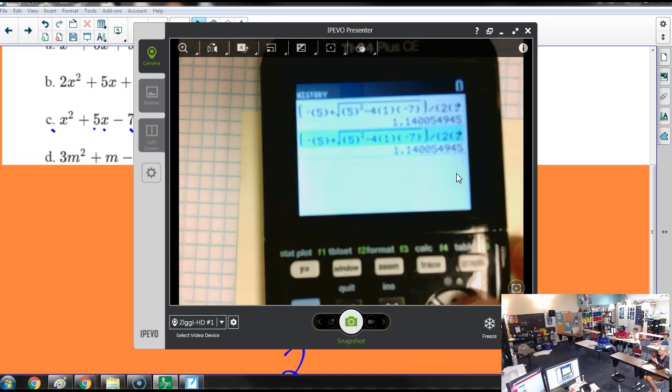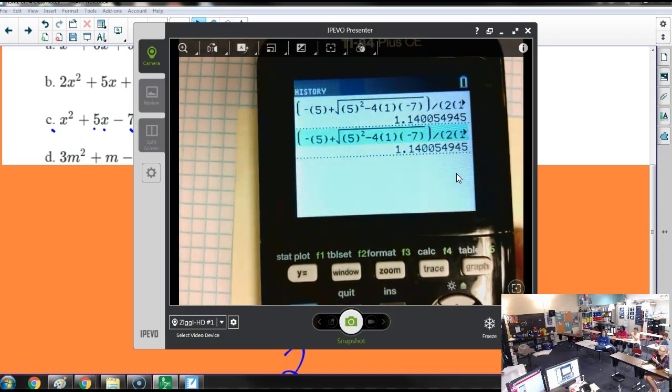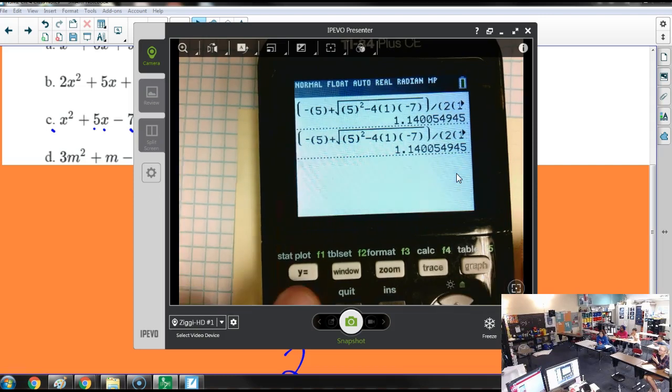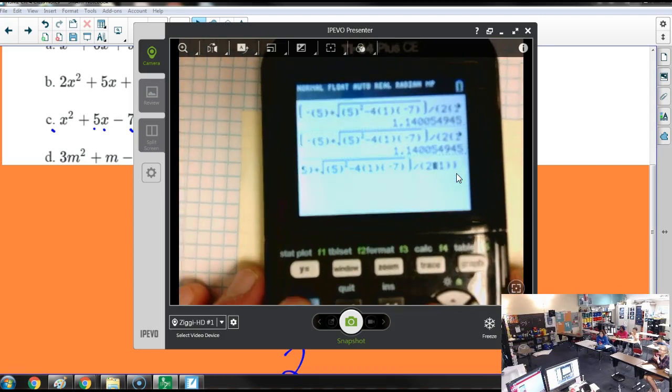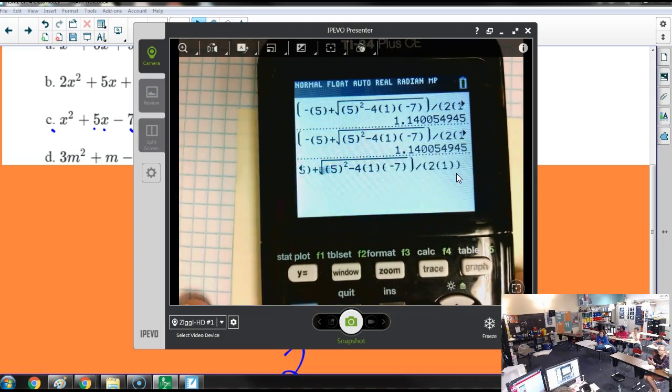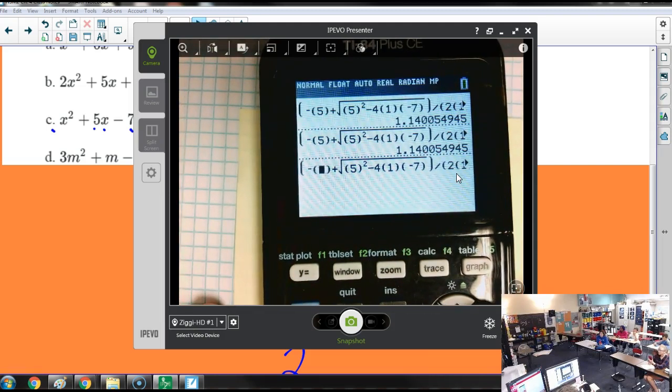Isn't it negative 6.14? Just change this. Oh, don't hit enter again though. Sorry, I hit second enter and then I hit enter again. Now I can change all these pieces, right?